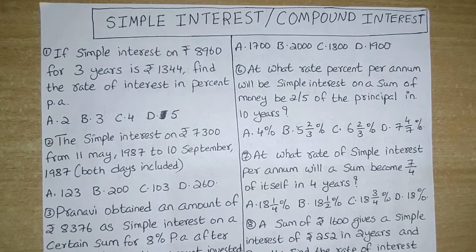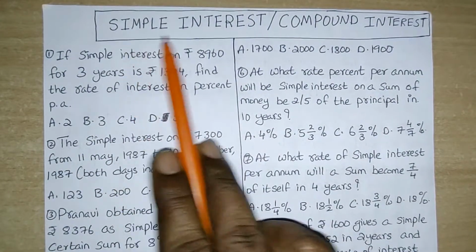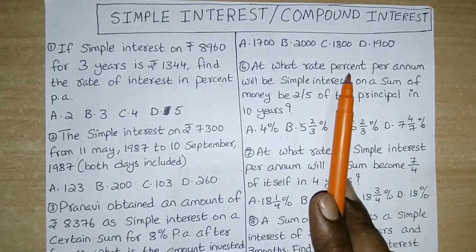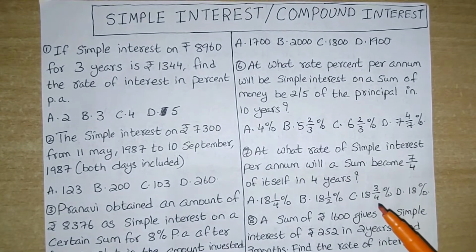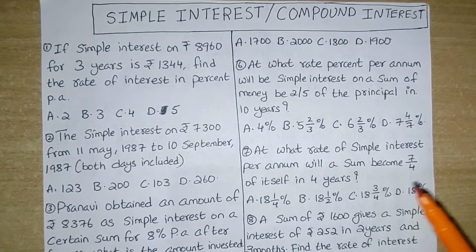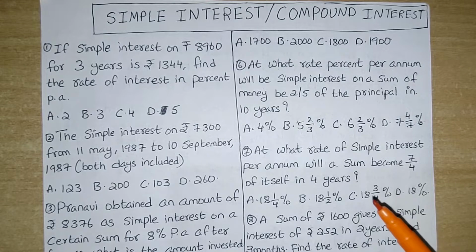So let us start today's class. So here this is the heading, simple interest and compound interest. It belongs to arithmetic. Okay, so this is useful for your groups preparation, for your AE, AEE, SI, constable. Okay, so let us start today's class.